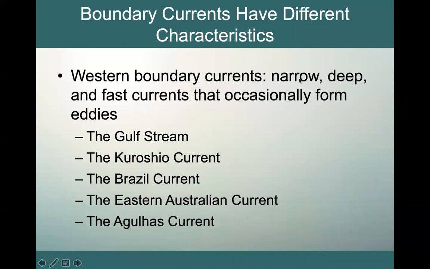Western boundary currents are narrow, deep, fast, warm currents that occasionally form eddies. These include, in the North Atlantic Gyre, as we've been talking about, the Gulf Stream. In the North Pacific, the western boundary current is the Kuroshio Current. In the South Atlantic, we have the Brazil Current. In the South Pacific, we have the East Australian Current. And in the Indian Ocean, we have the Agulhas Current.